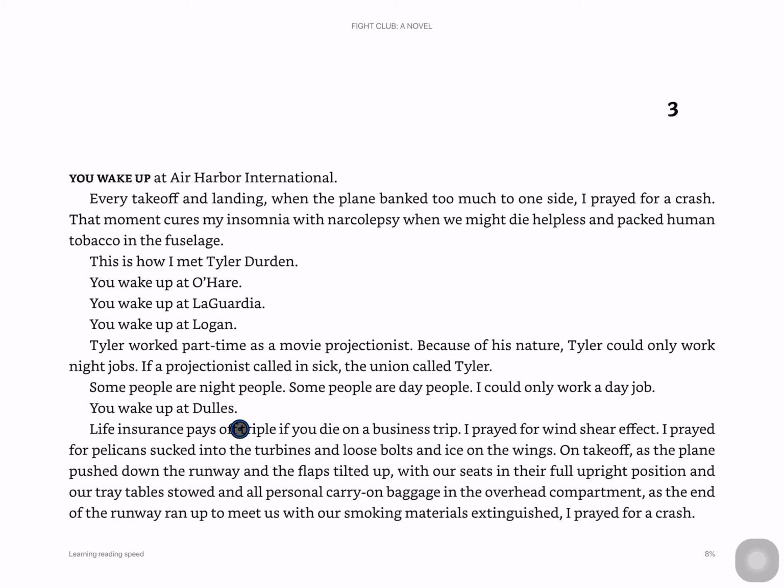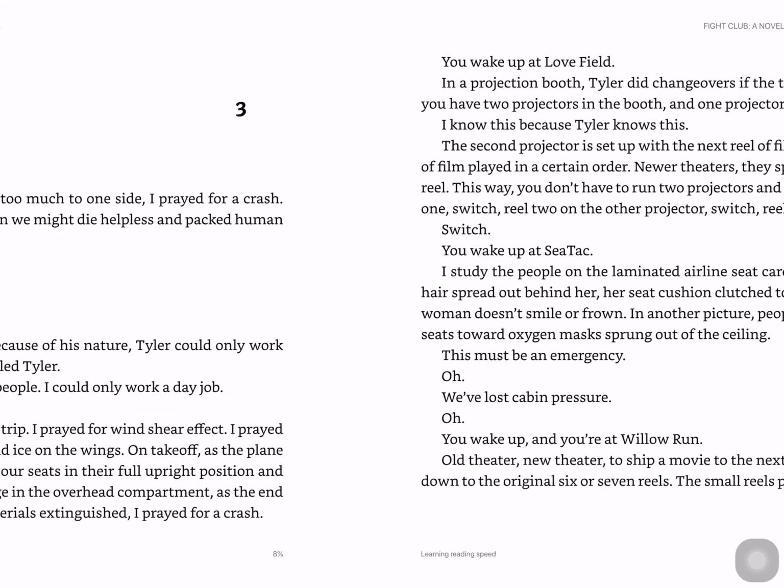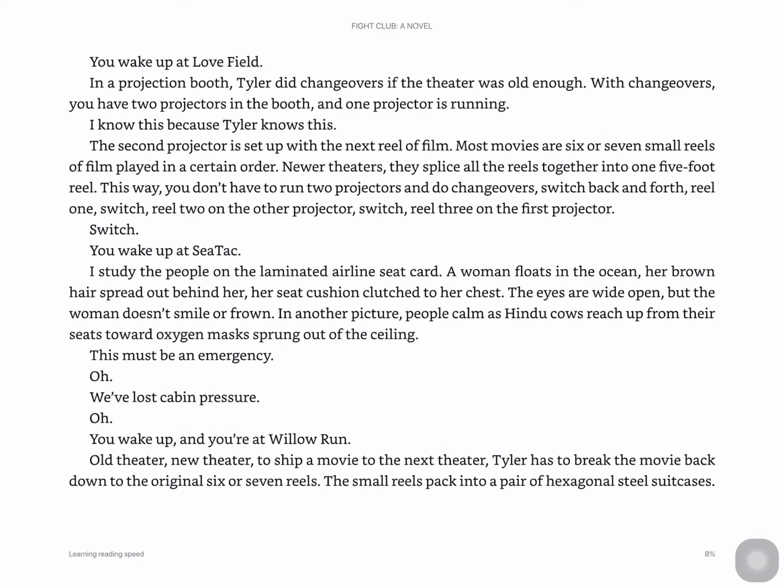You wake up at Dulles. Life insurance pays off triple if you die on a business trip. I prayed for wind shear. I prayed for pelicans sucked into the turbines and loose bolts and ice on the wings. On takeoff, as the plane pushed down the runway and the flaps tilted up, with our seats in their full upright position and our tray tables stowed and all personal carry-on baggage in the overhead compartment, as the end of the runway ran up to meet us with our smoking materials extinguished, I prayed for a crash. You wake up at Love Field.